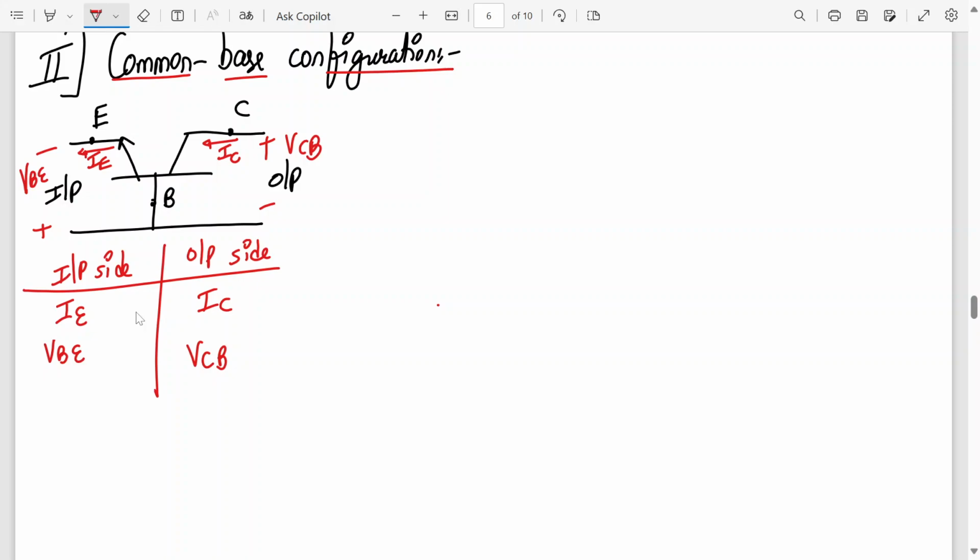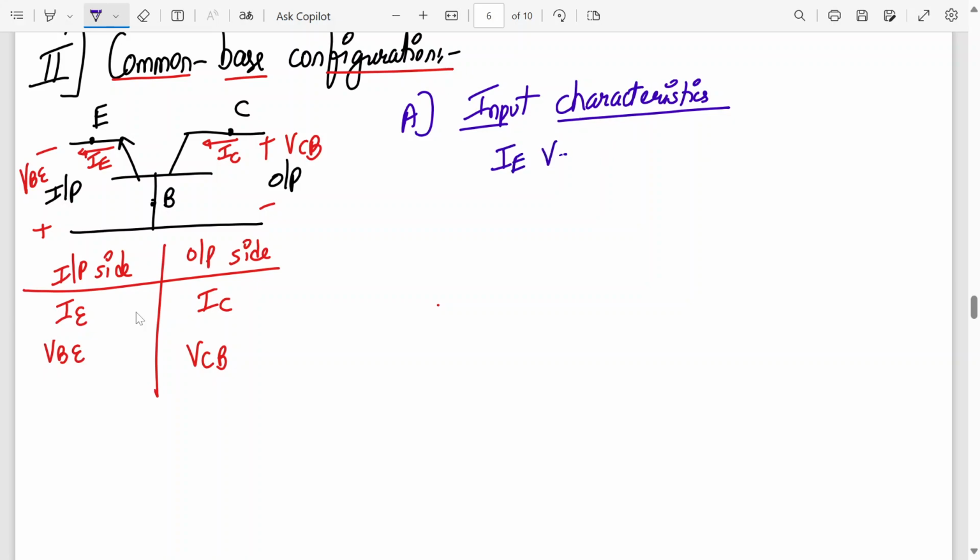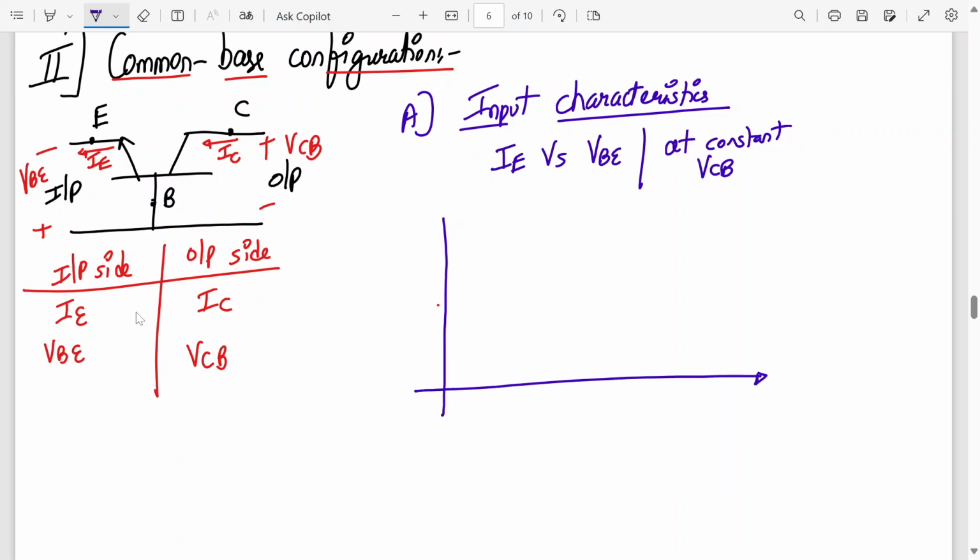Alright, so let's see how the graphs will look. First we'll go for input characteristics. Input characteristics is a graph of input current versus input voltage, so it will be a graph of IE versus VBE. When you plot at a constant value of VCB, you will get a graph which looks like this. So this is VBE versus IE.